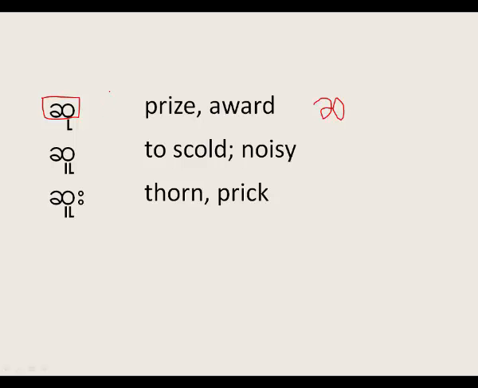Then for the creaky tone of this vowel sound, we have a stroke underneath the letter, which gives the sound U. But together with the letter sa, you get su, which means price or a word. And for the low tone, you just put two strokes under the letter. You get U here, and together with sa, it will be su, which means to scold or noisy.